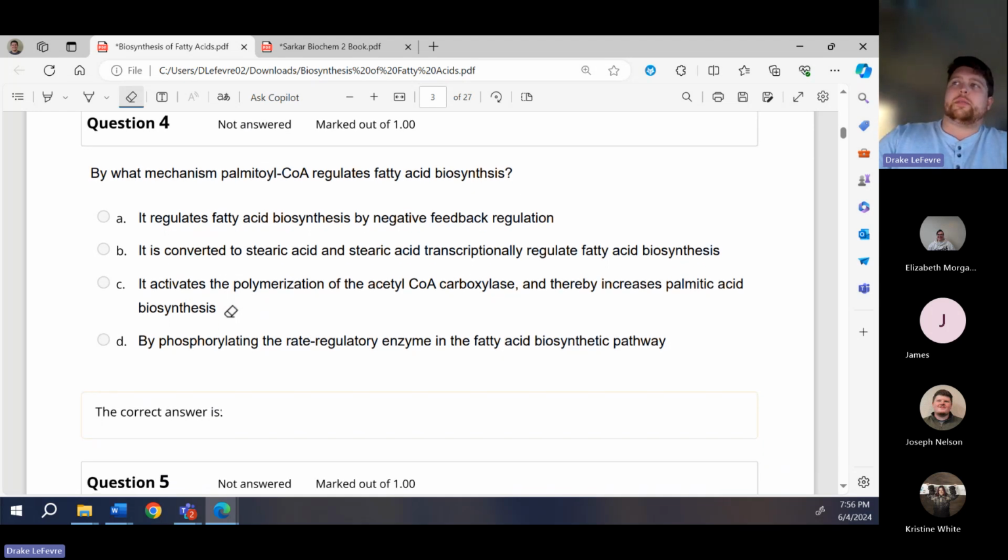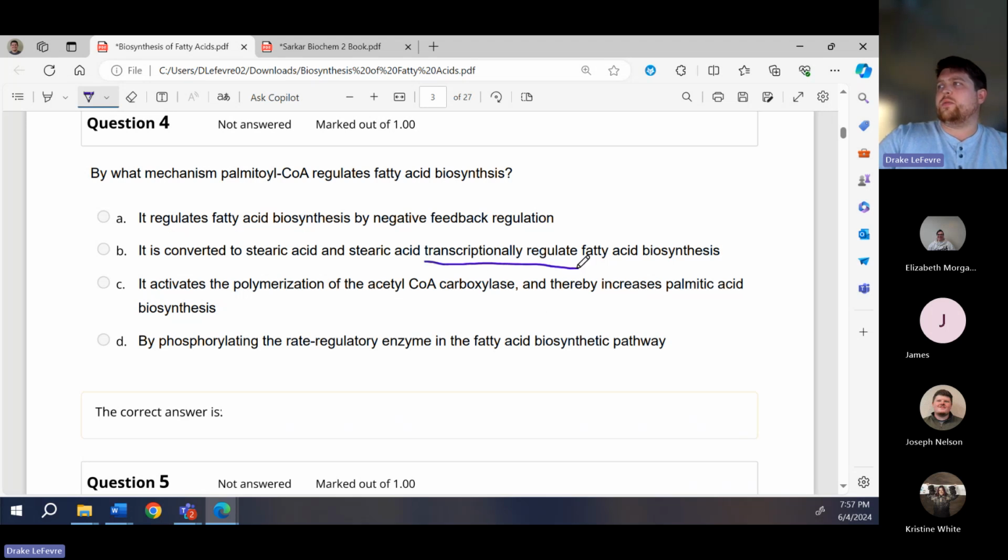By what mechanism does palmitoyl-CoA regulate fatty acid biosynthesis? It regulates it by negative feedback regulation. It's converted to stearic acid, and then stearic acid transcriptionally regulates fatty acid biosynthesis. As we start reading these couple words, just make sure we understand what's going on.